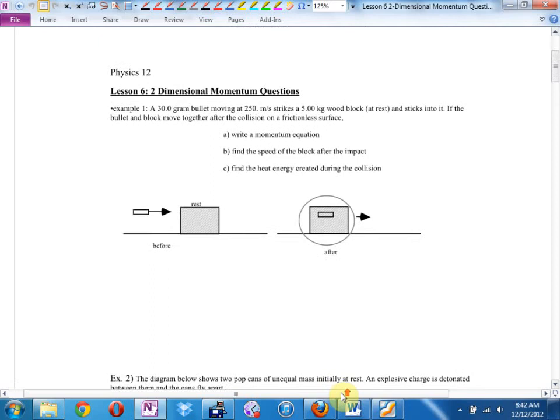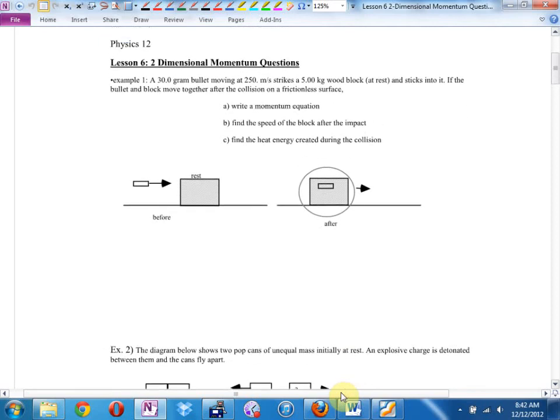Boy, I should have left an entire page for this. I'll do that next time. Okay. Well, A, write a momentum equation. Is there a collision? Then my momentum equation is going to start out by saying the sum of all the initial momentum equals the sum of all the final momentum.